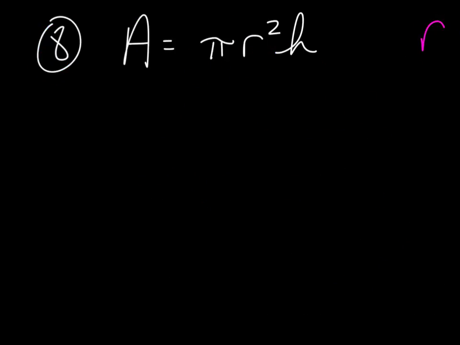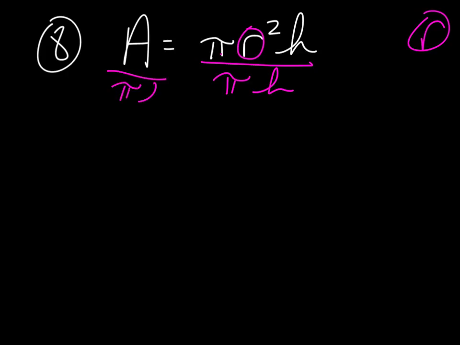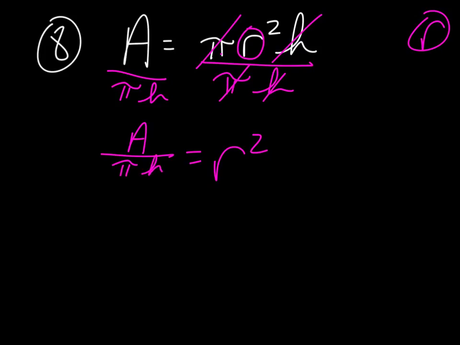Now, on number 8, I kind of made it a little bit more difficult. We're going to solve for r. So here's the r. Now notice, it's pi times r squared times h. So I'm going to get rid of the pi and the h on both sides. So pi and h. Now notice, canceled, canceled. I'm left with r squared equals a, which is the area, divided by pi times the height.